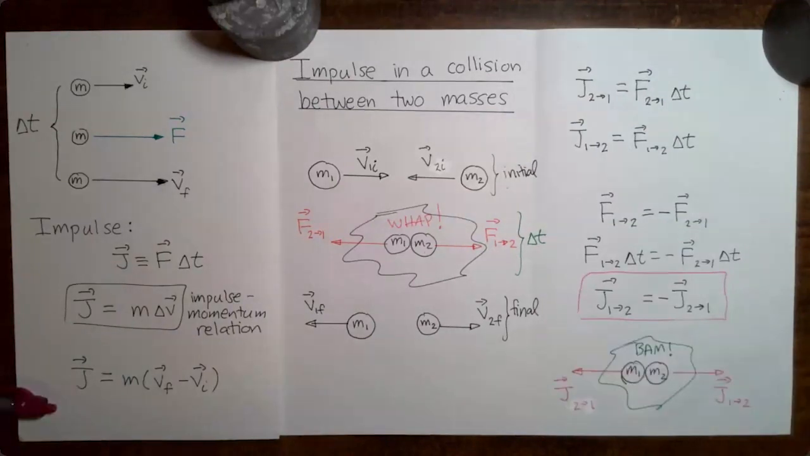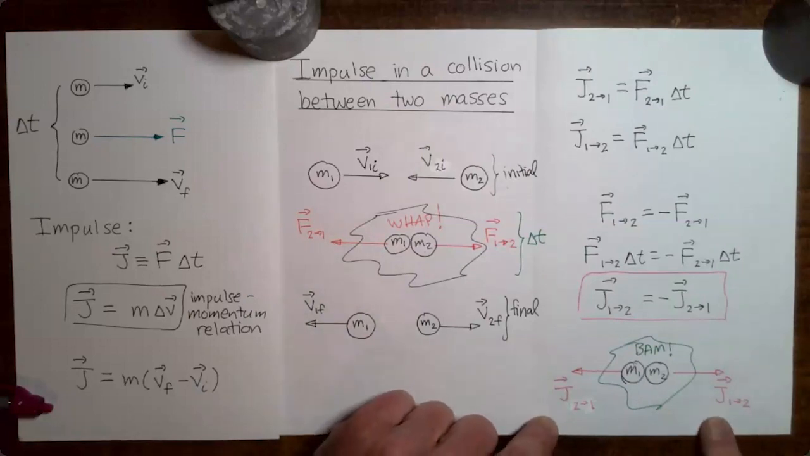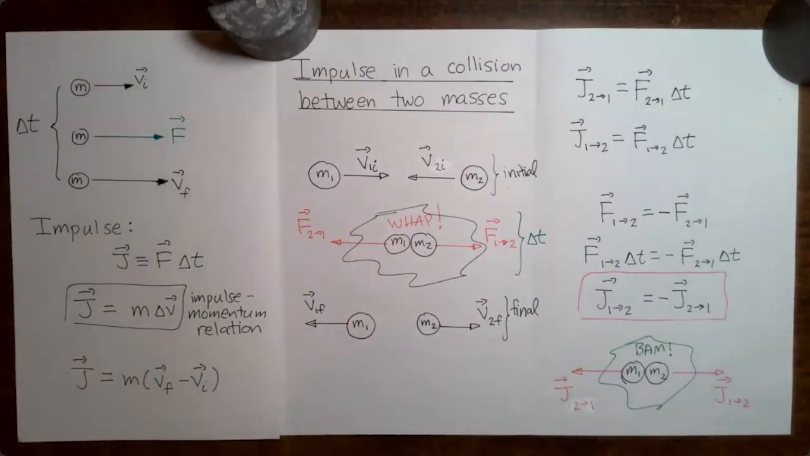To help us visualize this result, you can see that I put in an extra figure here. We have two masses colliding with each other, and in that collision, each mass delivers an impulse to the other. According to the result that we just obtained here, these two impulses are equal in magnitude and exactly opposite in direction. In the next video, we're going to begin using this result to analyze situations where two masses collide with each other.